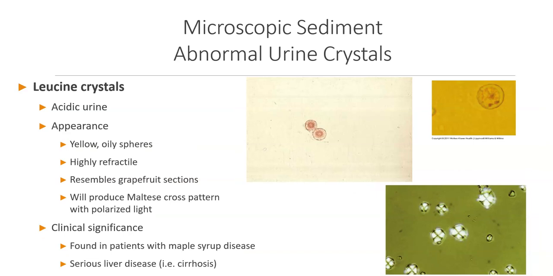Leucine crystals are extremely rare, and they're associated with severe liver disease and certain rare hereditary disorders of amino acid metabolism. They're usually seen together with tyrosine. Leucine crystals are usually yellow, oily-looking spheres. They're highly refractile. They reflect the light. They resemble grapefruit sections. And the most classic characteristic that you will hear is they will produce Maltese cross patterns when they're polarized. The clinical significance, again, they're found in patients with maple syrup disease, which is a hereditary disorder we'll talk about later, and serious liver disease.